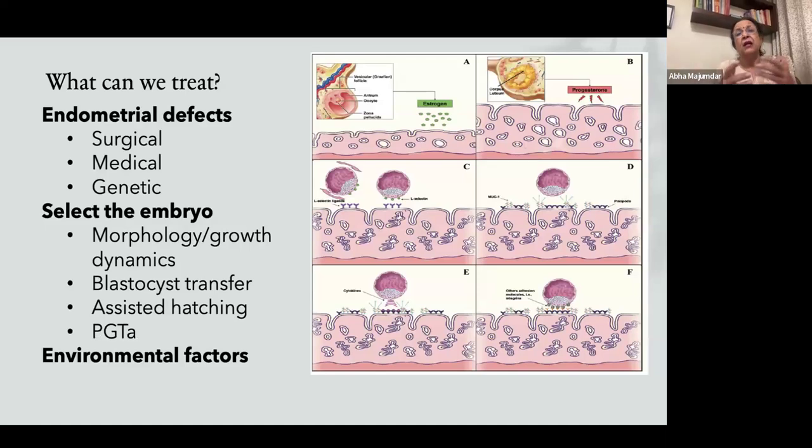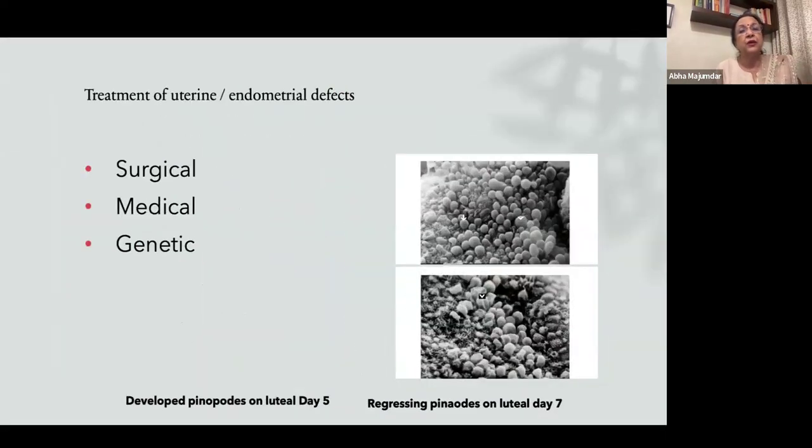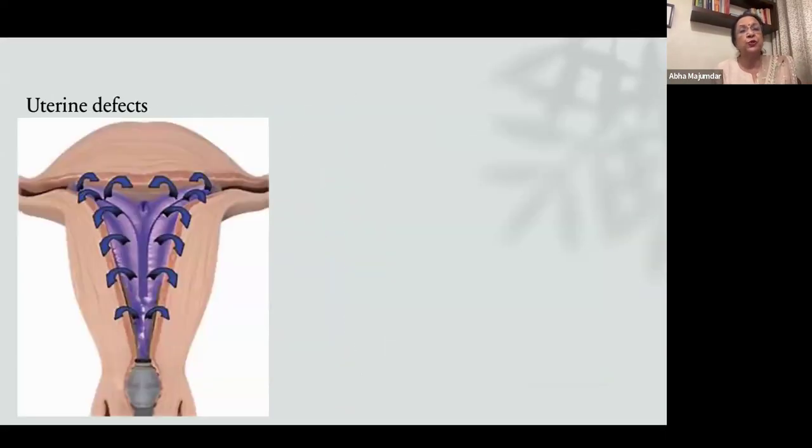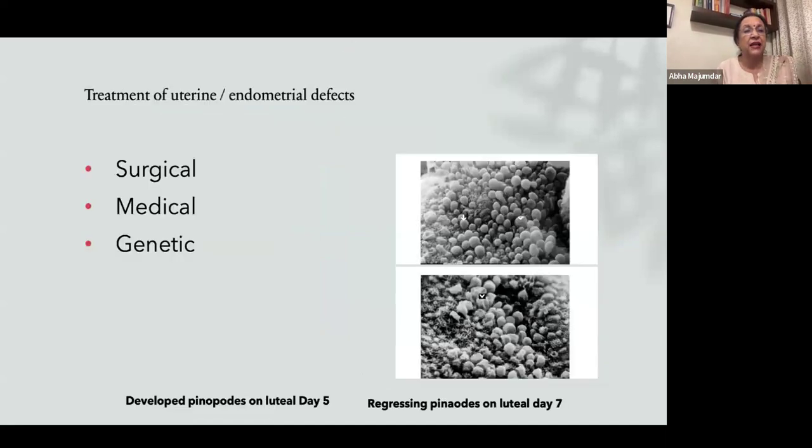We'll come to this. You can see everything around the uterus, in the pelvis, or in the immune system, which could affect implantation. Having said that, uterine endometrial defects, I told you 3 ways. I'll just go back to the diagram. I went very fast. Surgical, medical, and genetic, right?